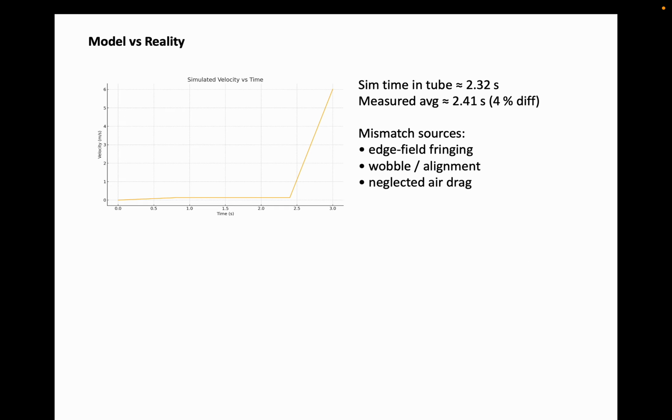Alright, so this is model versus reality. My simulation predicts 2.32 seconds in the tube. That's 4% shy of my 2.41 second average, which is a solid agreement. The small gap is the edge field fringing at the tube ends, a little wobble when I drop it, and I ignore air drag. But the curve shape matches: quick ramp, near terminal crawl, and then free fall again.